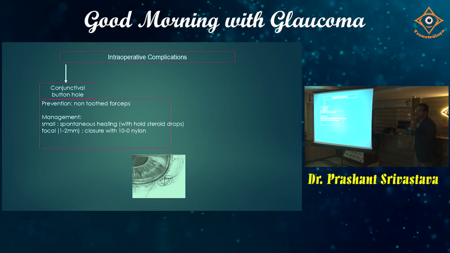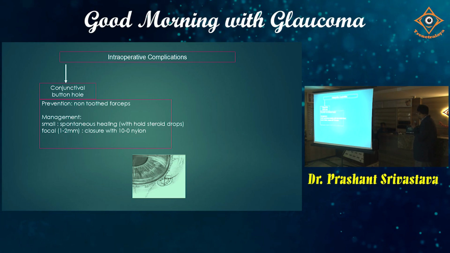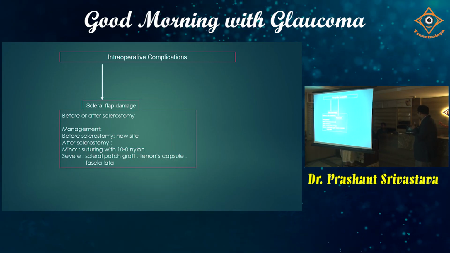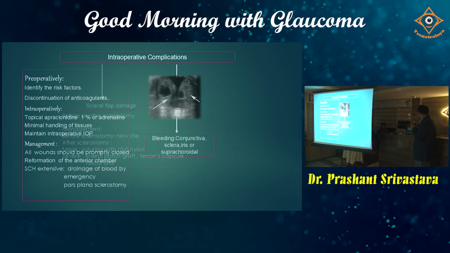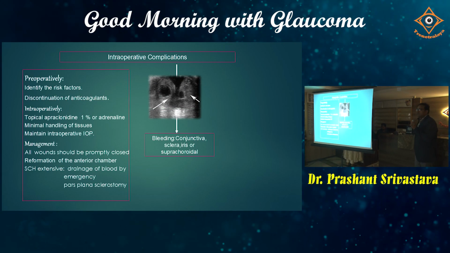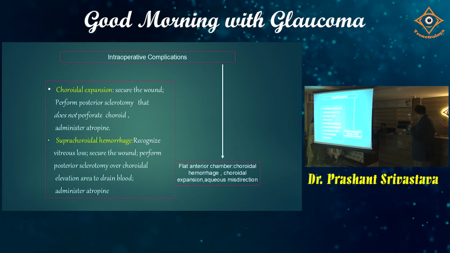While dealing with the conjunctiva, if you're using a toothed forceps, then damage can happen. So use non-toothed forceps. That is how we prevent it. Scleral flap damage, I will tell in detail. And for intraoperative bleeding, we have to go for gradual decompression, and also stop all anticoagulants before the surgery.